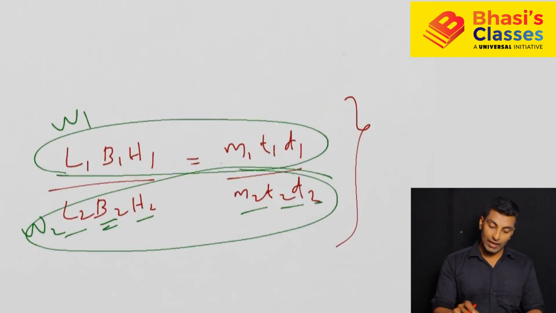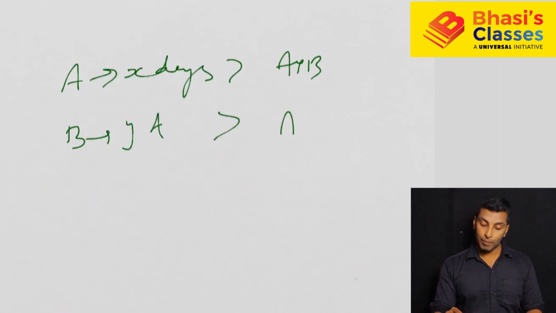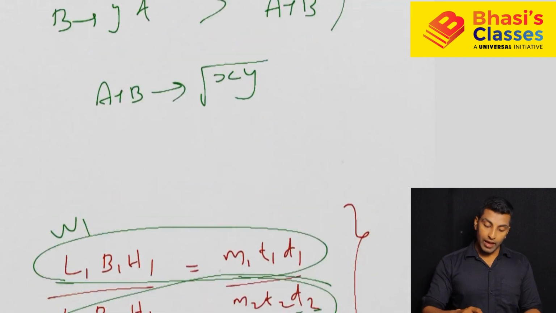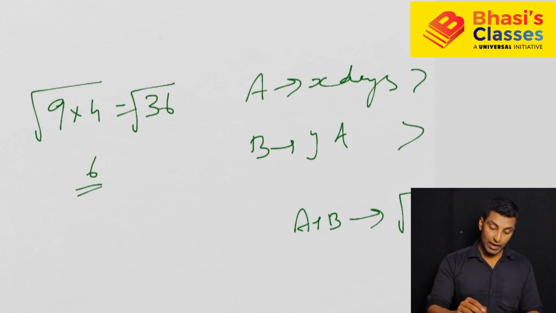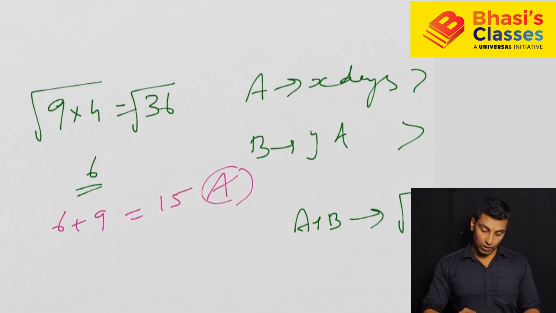Then the second important concept that we have discussed is again very important. That is, if A takes X days more than A plus B and B takes Y days more than A plus B, then A plus B working together can complete the work in root XY days. For example, A takes 9 days more and B takes 4 days more: root of 9 into 4, which is root 36, which is equal to 6. From this you can find A: 6 plus 9, because A takes 9 days more than A plus B. So A takes 15 days. B takes 4 days more, so 6 plus 4, that is 10. So B takes 10 days.